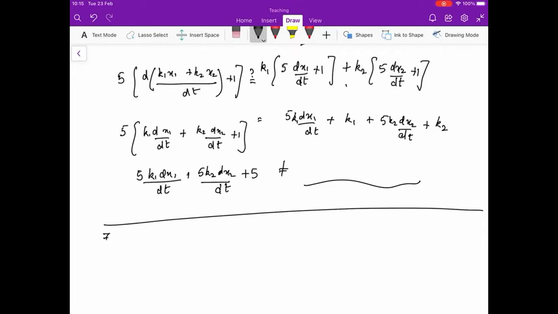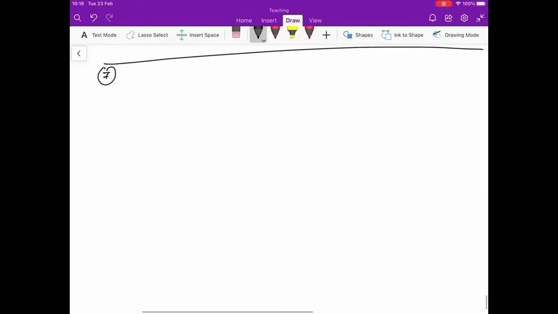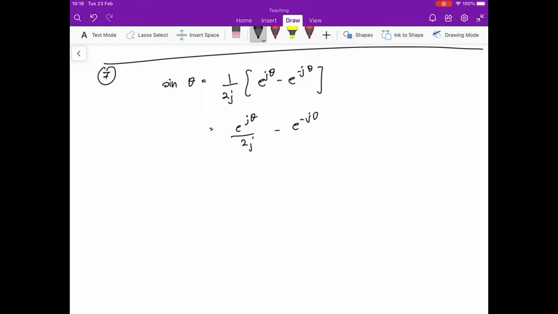Okay, let me move on then to the next one. What's the output of an LTI system when the input is a real sinusoid? To study this, we can view a real sinusoid in terms of exponentials. We know that sine theta can be written as 1 over 2j (e^(j theta) minus e^(minus j theta)). This is from Euler's formula. So it's two exponentials, e^(j theta) by 2j minus e^(minus j theta) by 2j.